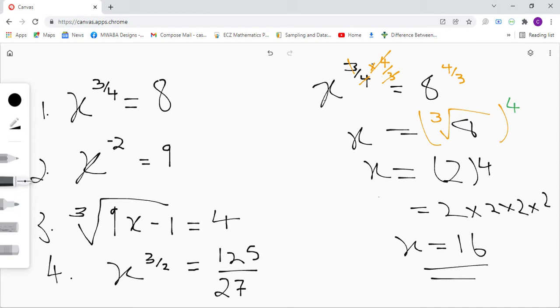So again, whenever you have x, the unknown variable, which is the base, you have to simplify it so you remain with x to the power 1, as we can see here. And what you do on the left hand side, you do on the right hand side. So as you can see here, we multiply it by 4 over 3 so that we can cancel out this power here, and we operate it on 8 this side. Okay, so we go to question number 2. x to the power negative 2 equals 9.